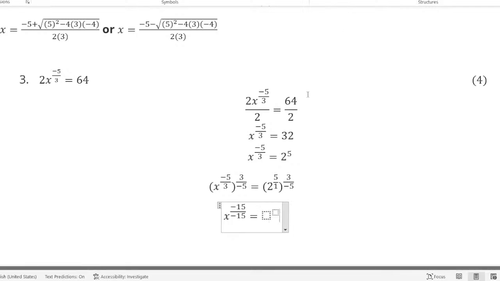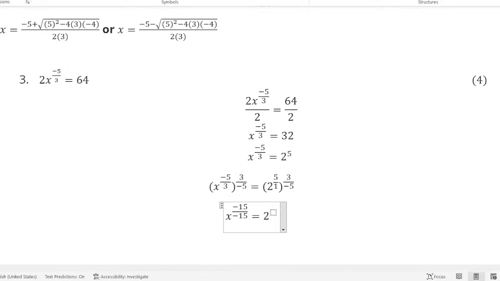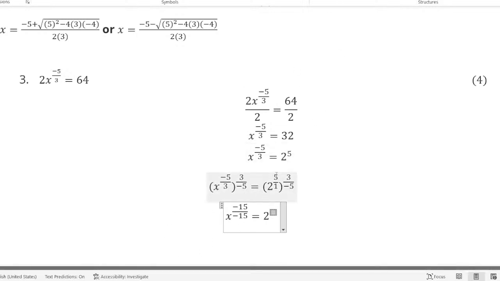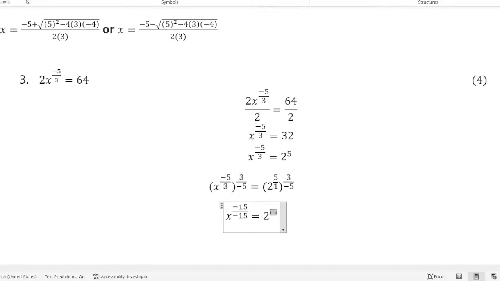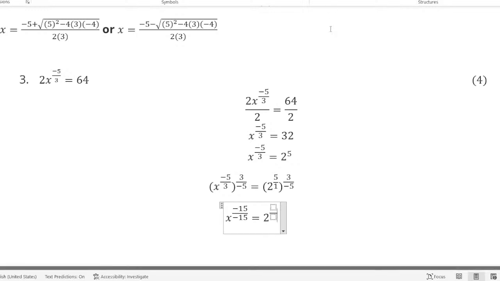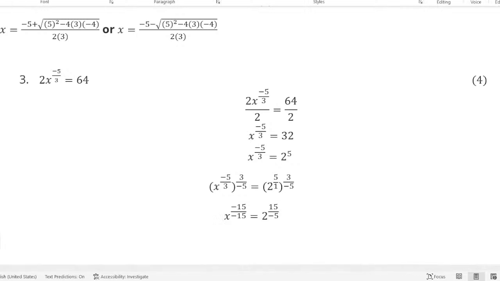So then let's continue. Here we'll have 2, right? The base 2. Remember, we're dealing with the exponents at the moment. We have the base 2. Then 5 multiplied by 3, we have positive 15. Then we have 1 multiplied by negative 5, we have negative 5, as the numerator of the exponent. So I hope you are still following.